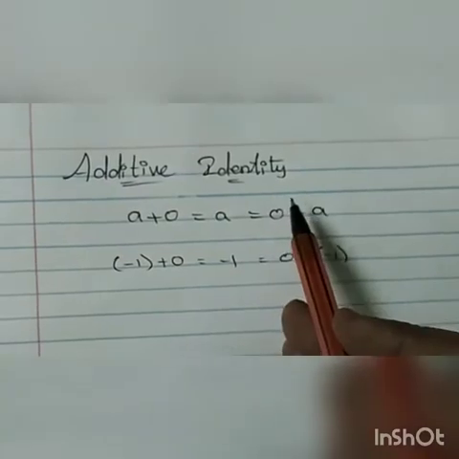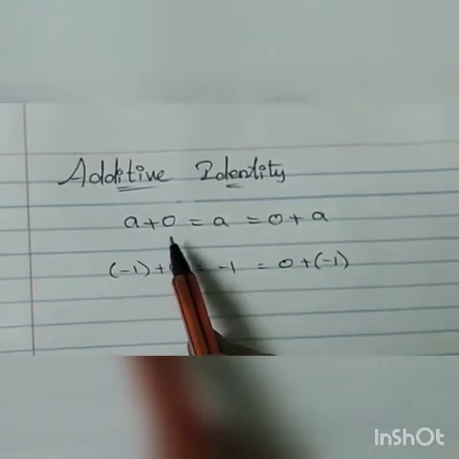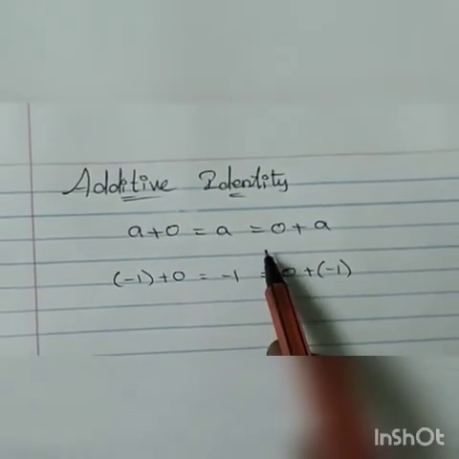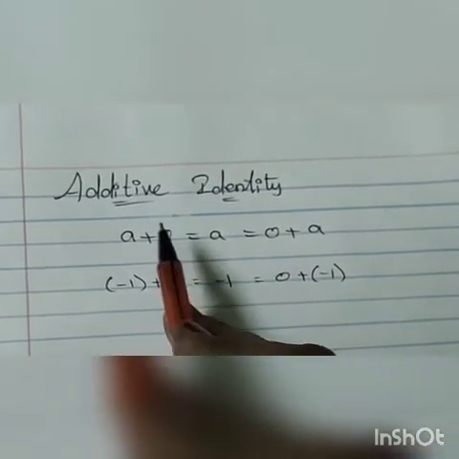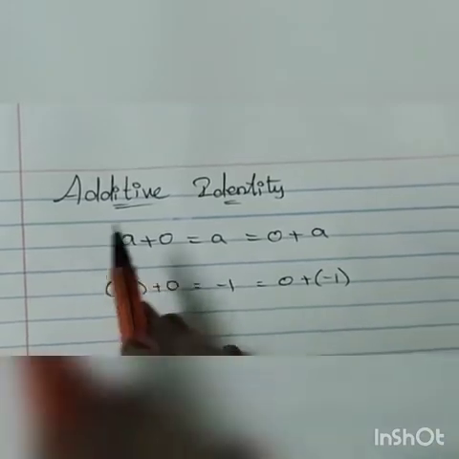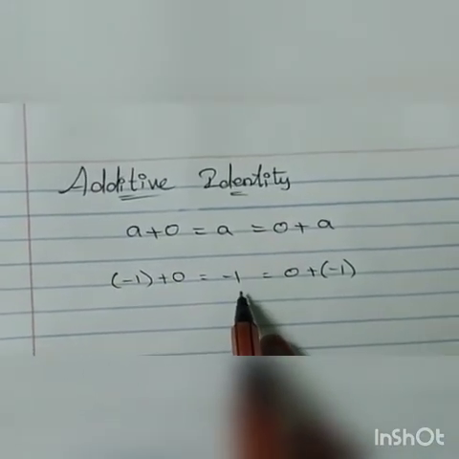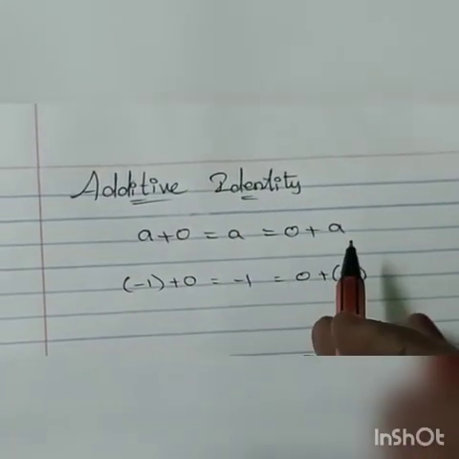An additive identity: a plus 0 equals a, and that is equal to 0 plus a. What do you mean by that? If we add 0 to any integer, we will get the same answer. That's the additive identity, right?